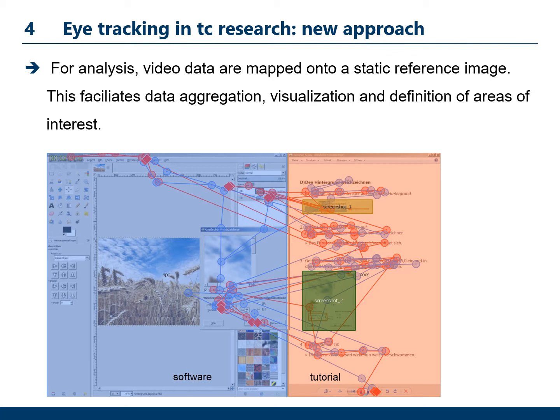The result can then look like the example shown here. This is one static reference image for one procedure of a tutorial. You see several areas of interest, and you see mapped onto the static reference image the scan path representation of two subjects that work through the procedure and carry out the respective tasks.